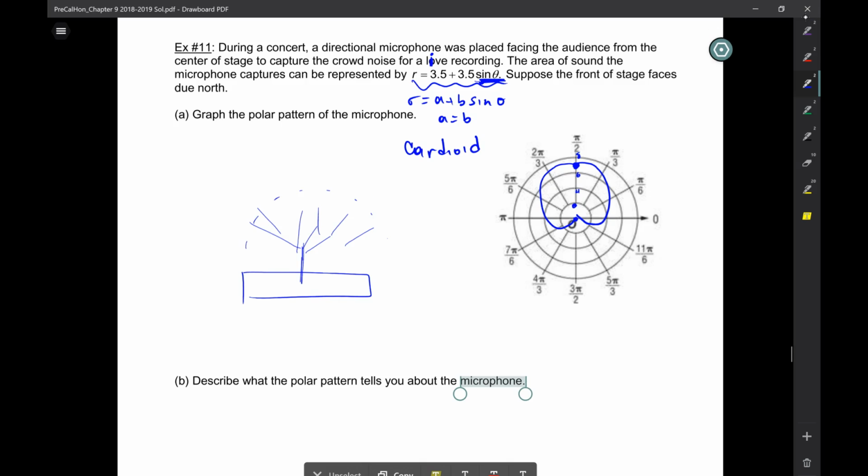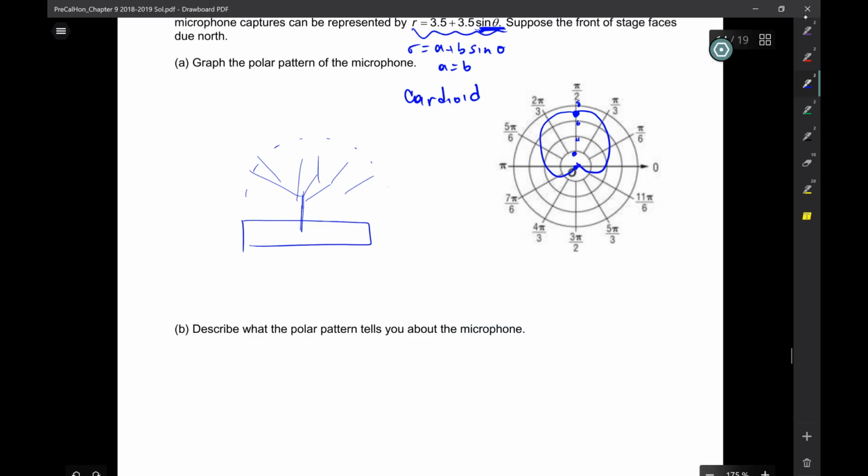Pretty much, if this is where the microphone is placed and this is where the audience is, those are the people whose sound this microphone is going to capture. Okay, how cool is that? Like if somebody is sitting here, their voice is not going to be captured. Like if somebody is sitting just outside here, their voice is not going to be captured. Sorry, buddy.